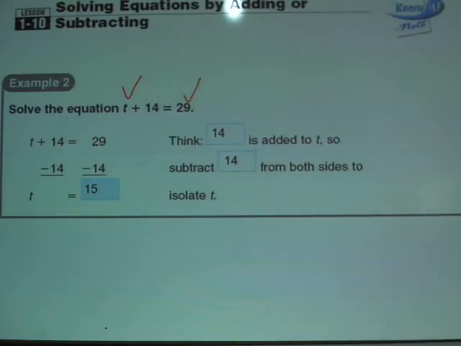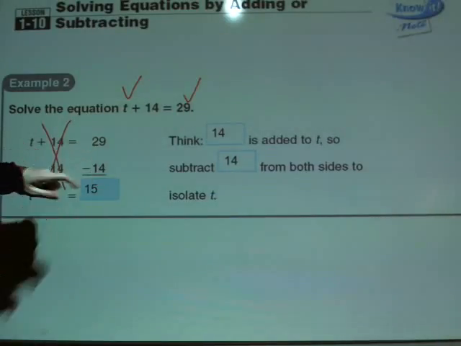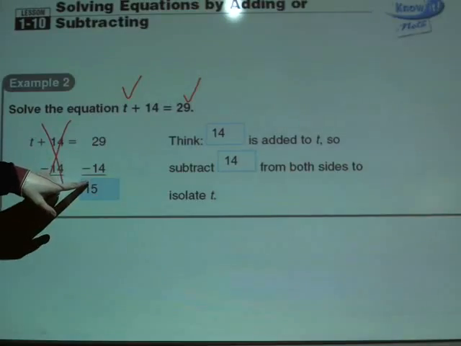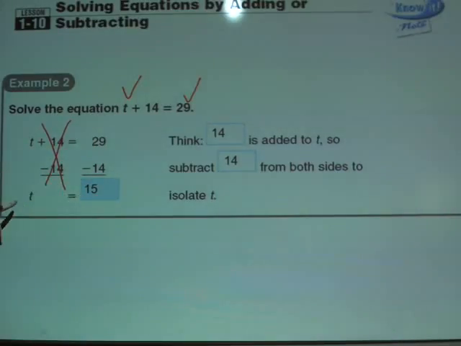So when I knock off that 14 on the left side, I have plus 14 minus 14. Those go away. Just leaves me t. My objective is to always get this variable by itself, because that's what I'm solving for. That's a process known as isolating the variable. And it will get more complicated as we go, but right now it's rather simple. Over here on the right side, I'm doing 29 minus 14 like it says, and that's 15. So my variable t must equal 15. 15 plus 14 equals 29. It checks. We've solved for the variable.